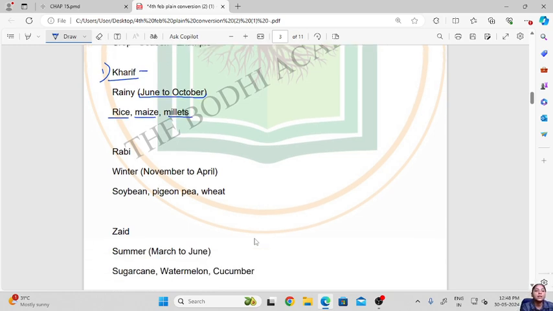Then the second one is the Rabi season. This Rabi cropping season is in the winter period, in the colder months, that is from November to April. During this season, the crops which require colder temperatures are grown. For example, wheat, then pigeon pea, soyabean, all these are grown during the Rabi season.